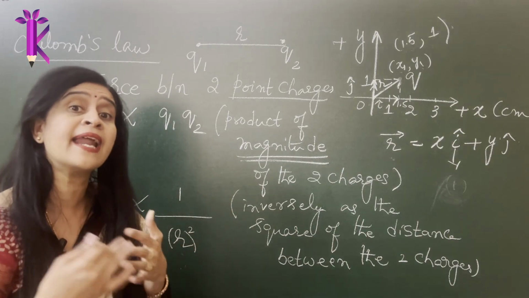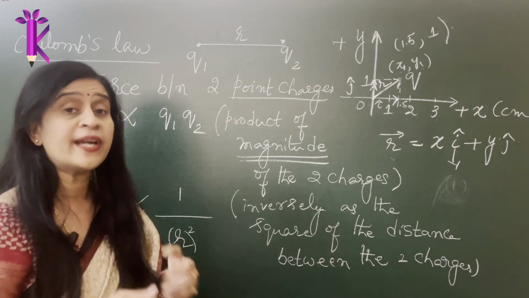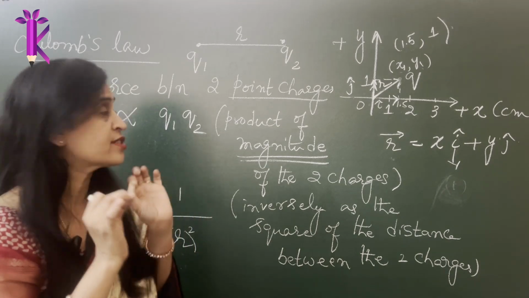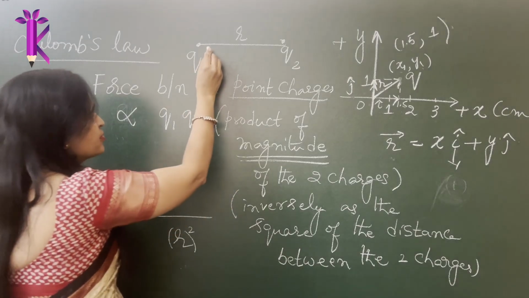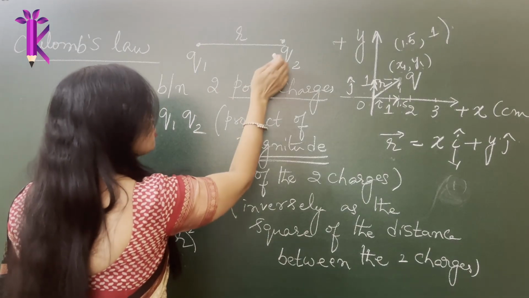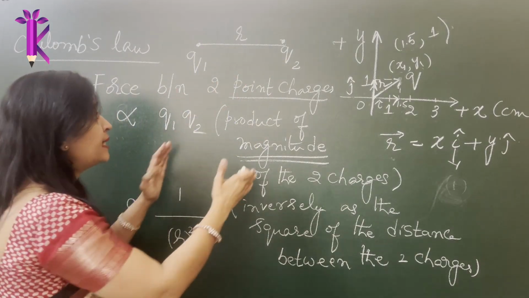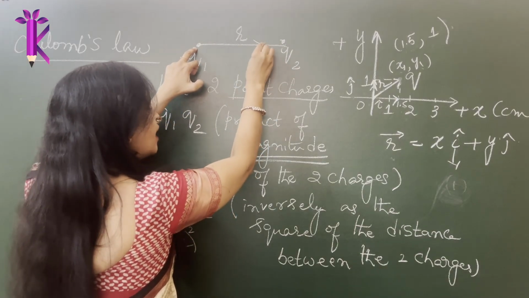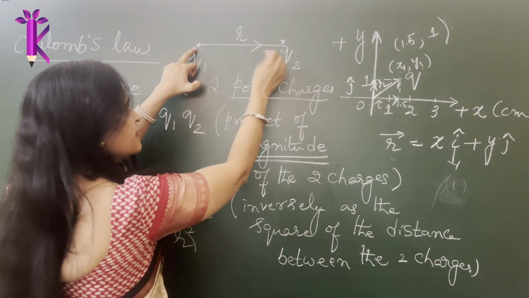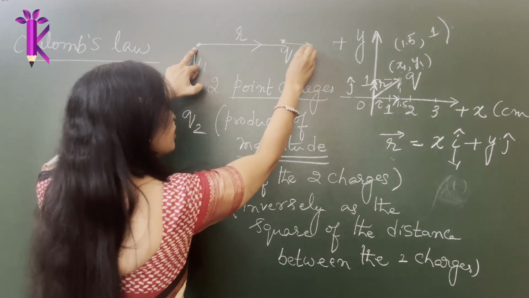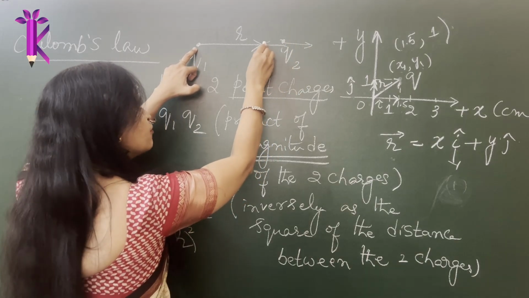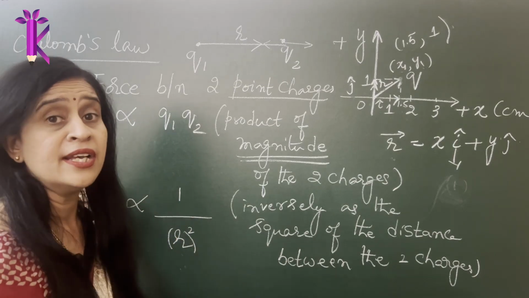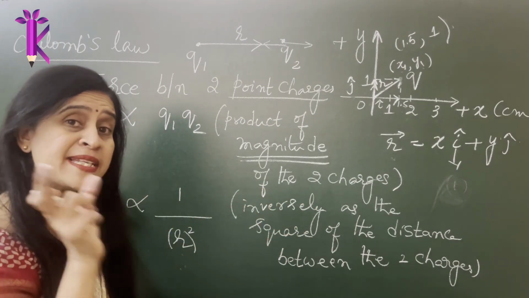Have I covered the direction part? No. So it is essential that I specify in what direction the force acts. So we have to say it acts along the line joining the 2 charges. What does that mean? There is a line that is joining the 2 charges. So it acts along the line joining the 2 charges. If it is a repulsive force, it moves away from the charge. If it is an attractive force, still it acts along the line joining the 2 charges. So that is the direction. You are specifying the direction.